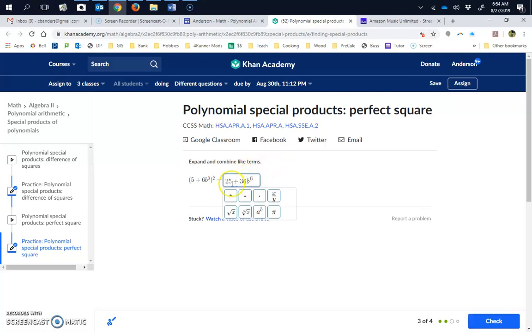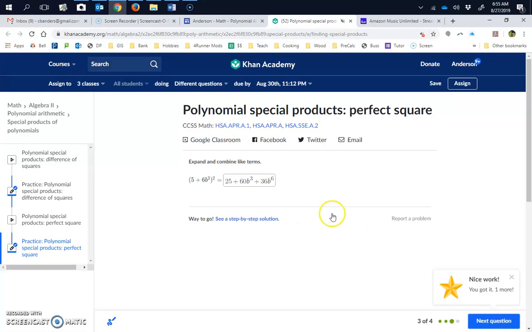Now the middle term. Well, we have to basically do this times this. And so what do we get from that? Well, we get 6 times 5 is 30, b to the 3. But we have 2 of those. So instead of being 30, b to the 3, it's going to be double that. So 60. And there you go.